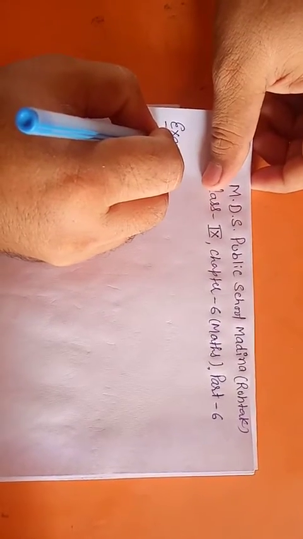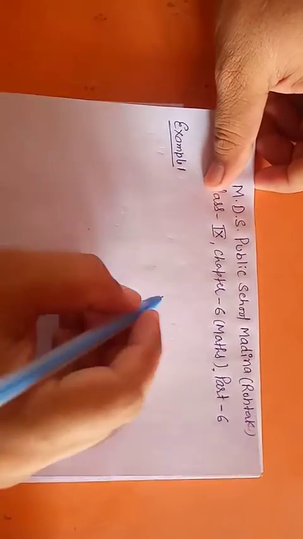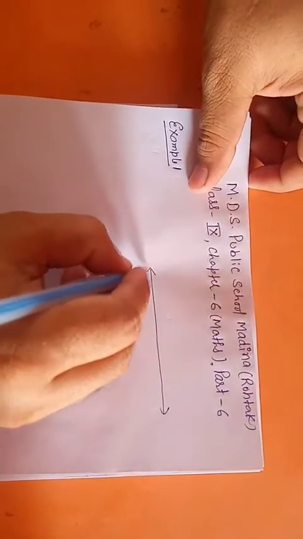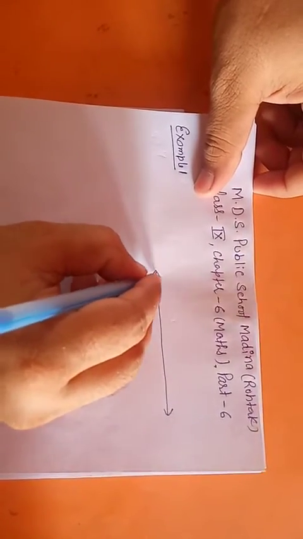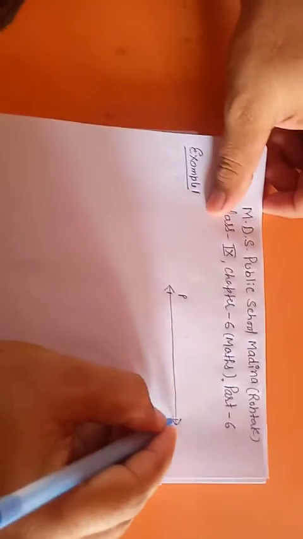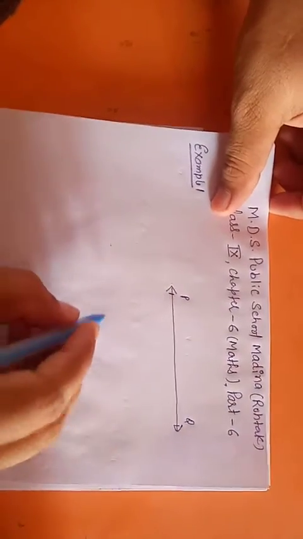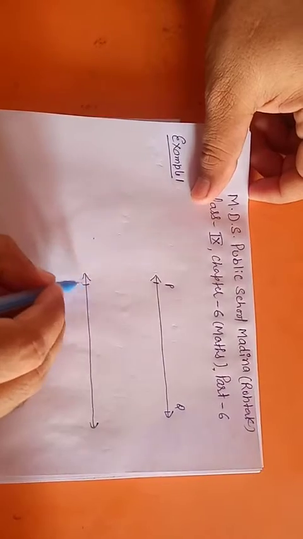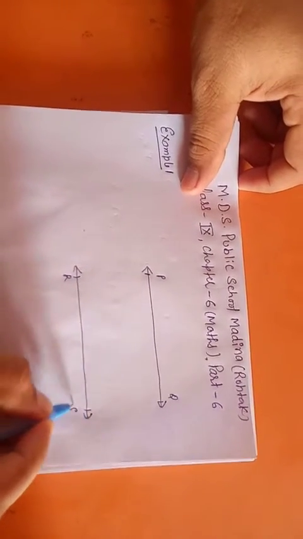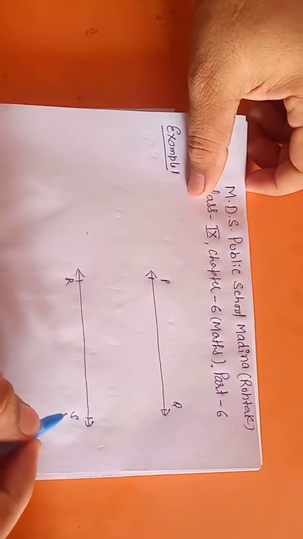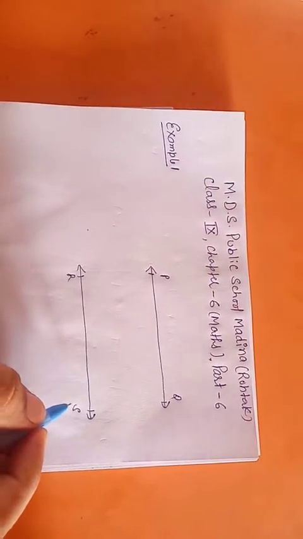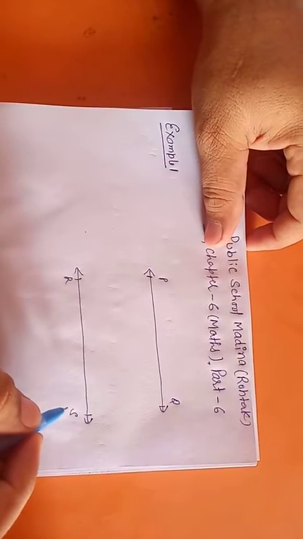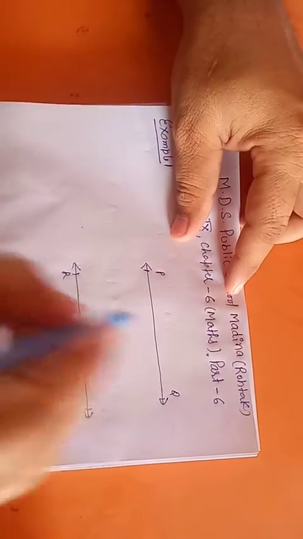It's given in the figure that PQ is parallel to RS. This is PQ, and this PQ is a line which is parallel to another line, RS. In figure 6.24, if PQ is parallel to RS and angle MXQ is given.